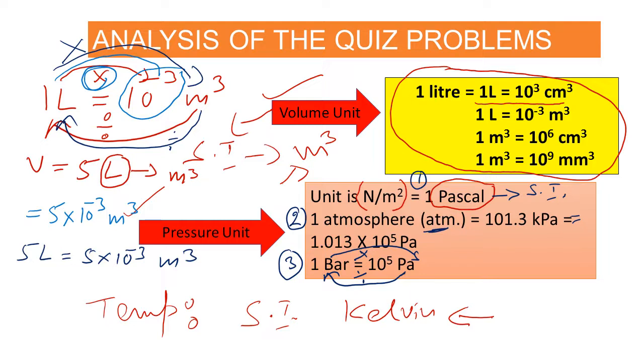This is one unit, this is the second unit, and this is the third unit. So if the value of the pressure is given in Pascal, no need to change, and if the value of the pressure is given in atmosphere, you have to change to Pascal. And if it is given in bar, you also have to change to Pascal. If you are changing bar to Pascal, you have to multiply by this number, and if you are changing Pascal to bar, then you have to divide by this number.